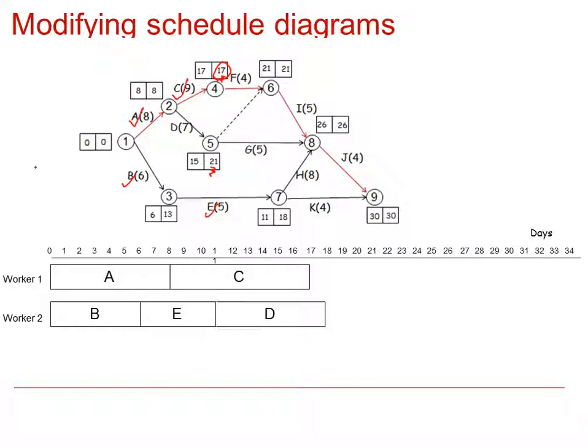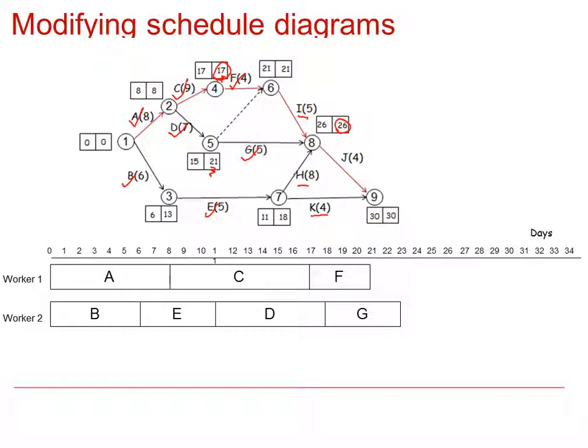So worker 2 can now do activity D, and worker 1 is now assigned activity F. Worker 1 can't be assigned activity G because G is dependent on D. So worker 2 is assigned activity G. And now worker 1 has a choice of activity I, H or K. Now we always assign the activity with the lowest latest finish time. So that is either I or H because it has a finish time of 26.